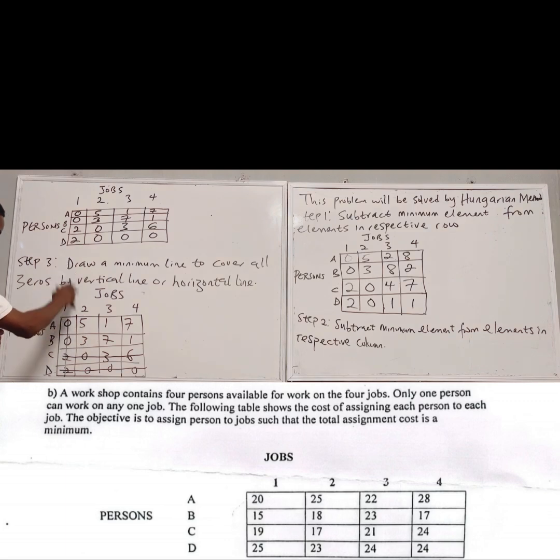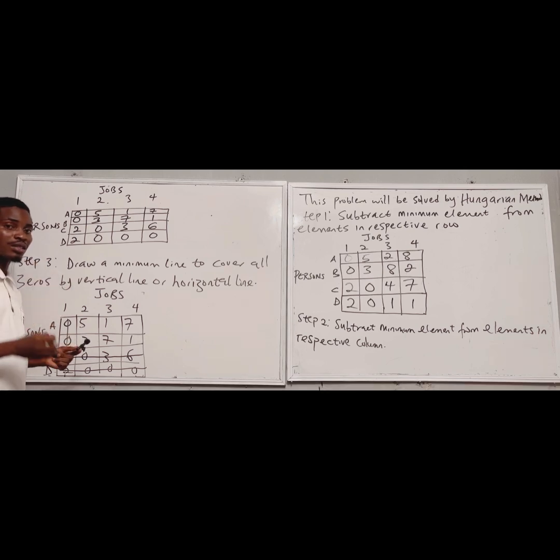So it means I've covered all the zeros that are here. How many lines did I draw here? 3 lines. Remember that the order of this matrix is 4 by 4. That is, the number of rows is equal to the number of columns: 1, 2, 3, 4 and 1, 2, 3, 4. It's a 4 by 4 matrix, and it's also a square matrix. A square matrix is a matrix where the number of rows is equal to the number of columns.